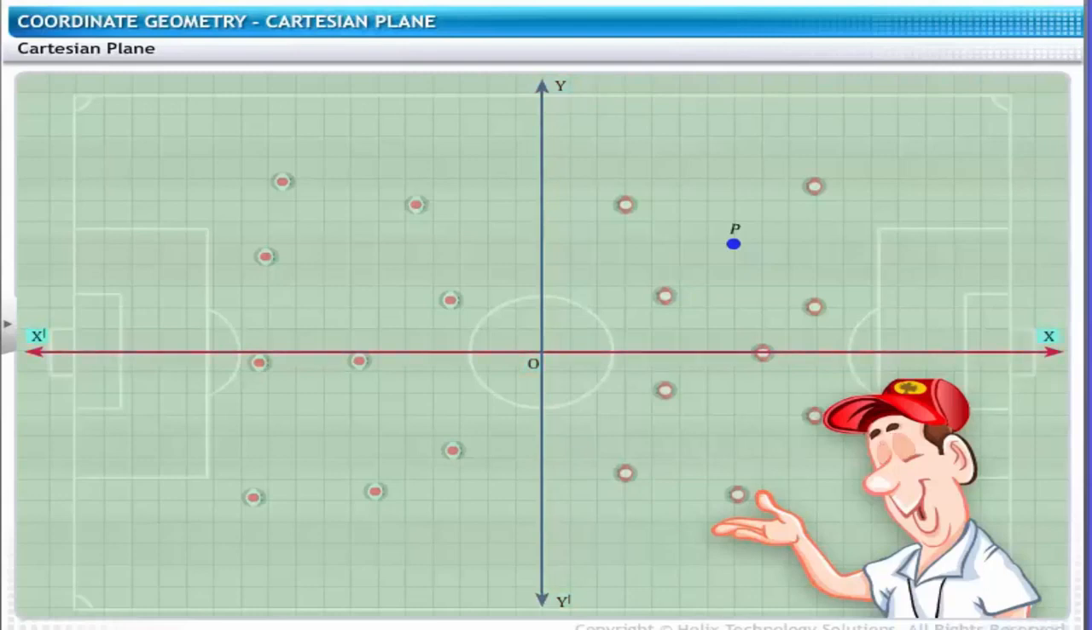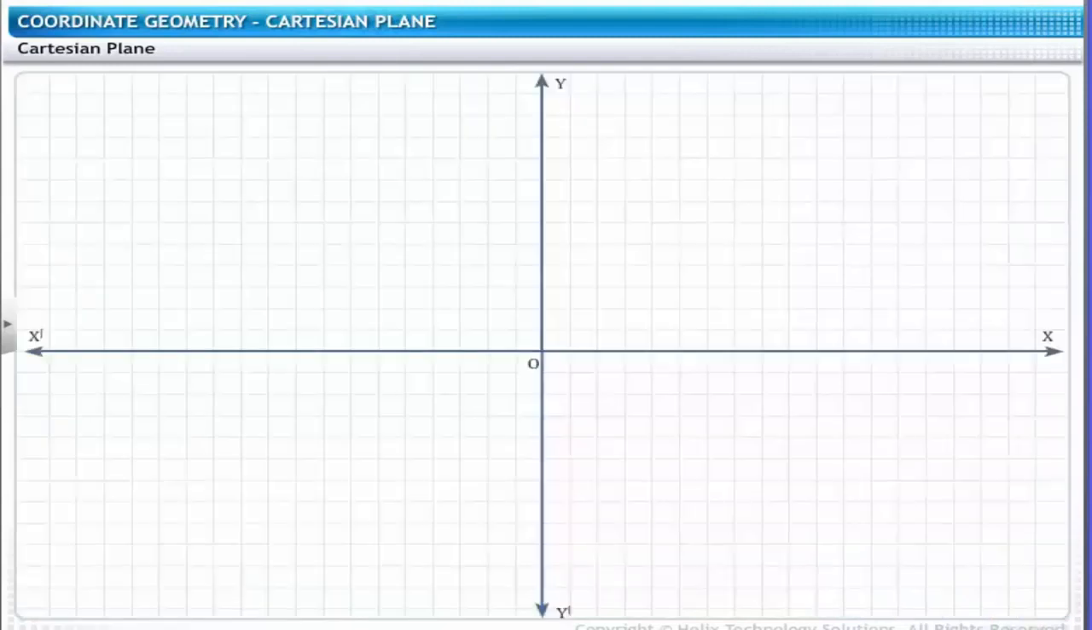The horizontal line XX dash is the x-axis of this Cartesian plane. The vertical line YY dash is the y-axis of this Cartesian plane. The point of intersection of the two axes, x and y, is called the origin O. On the Cartesian plane, the position of a point is represented as the distance along the x and y axes.